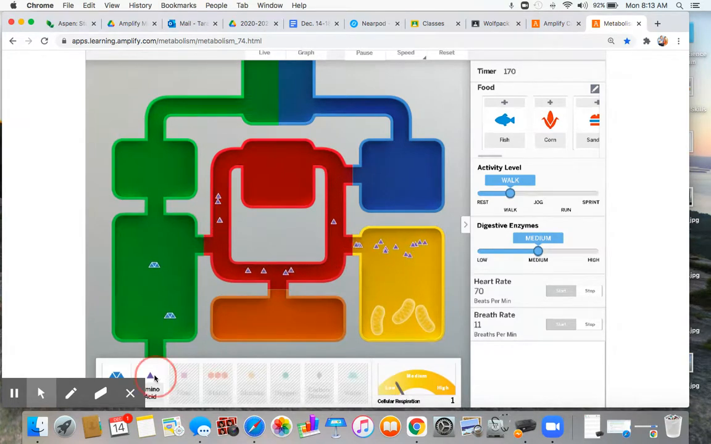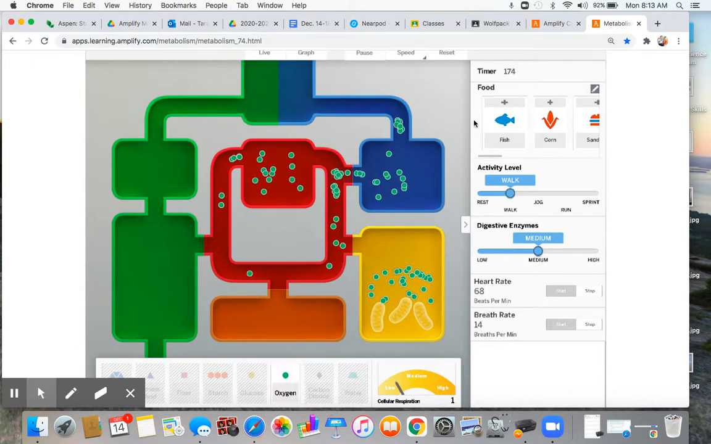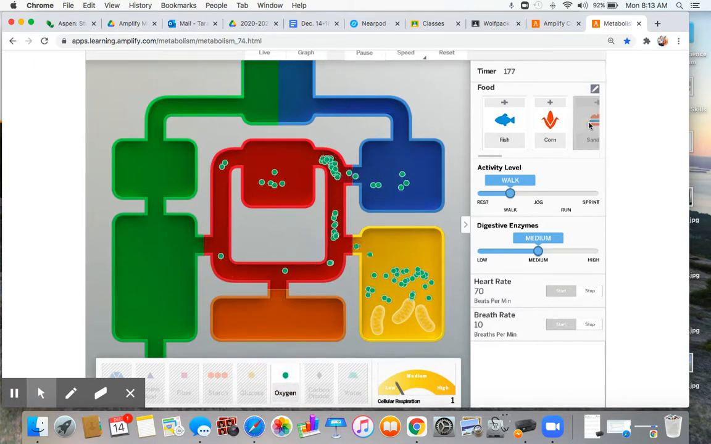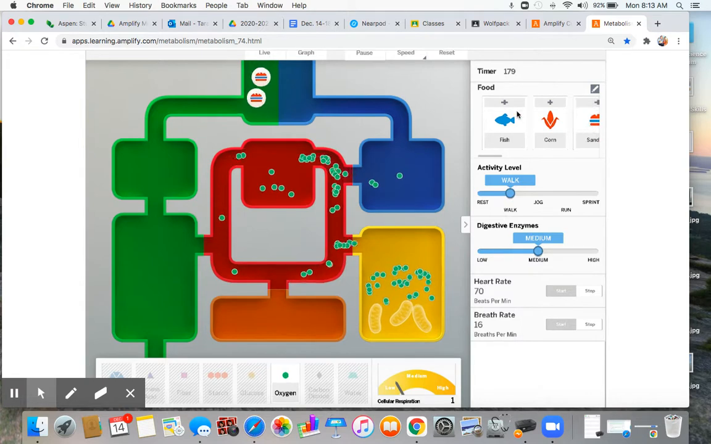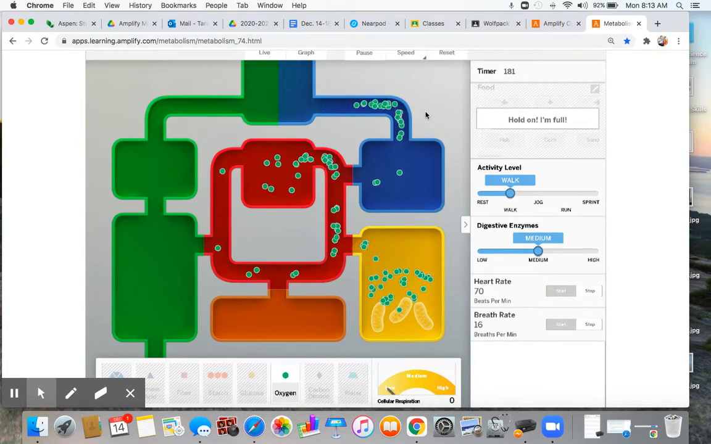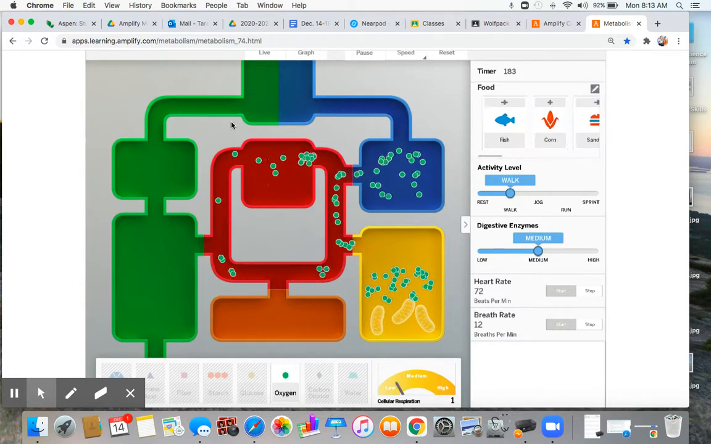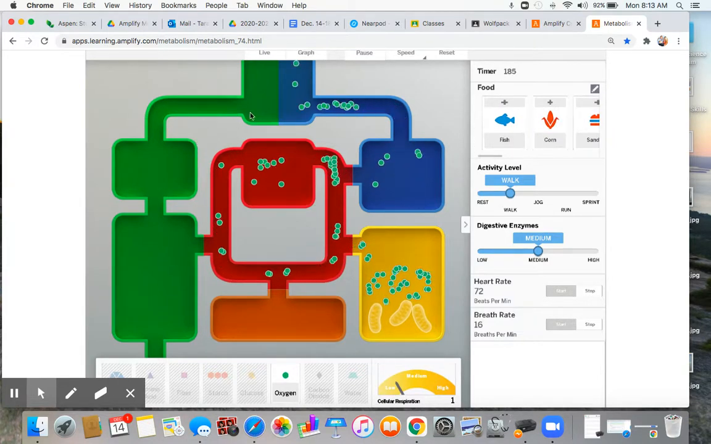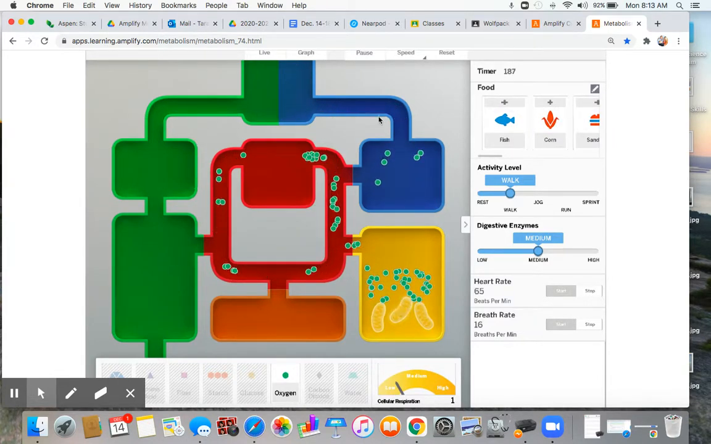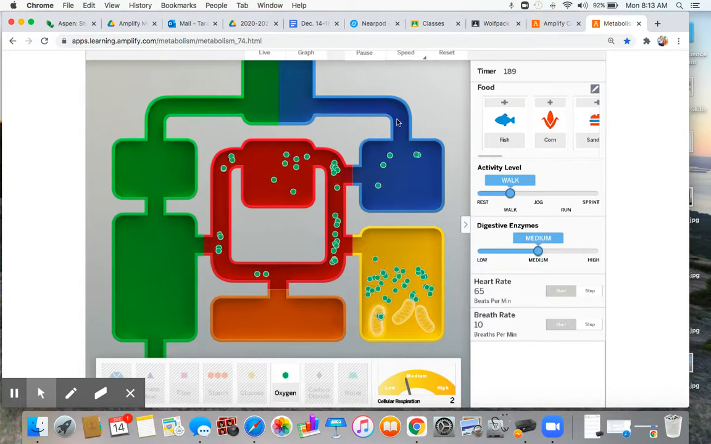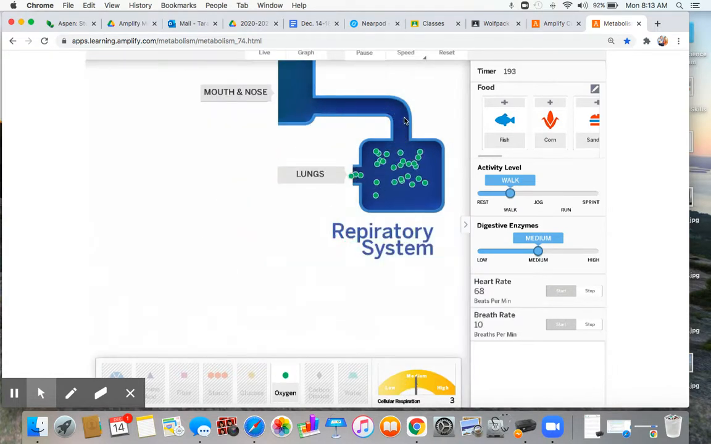All right, the last thing you were supposed to do was turn off all the molecules except for oxygen. I'll feed him a sandwich. But we're only looking at oxygen, and I'm noticing something different with the oxygen. Nothing's going on in our digestive system over here, but lots happening in this blue system. Click that. That's our respiratory system.